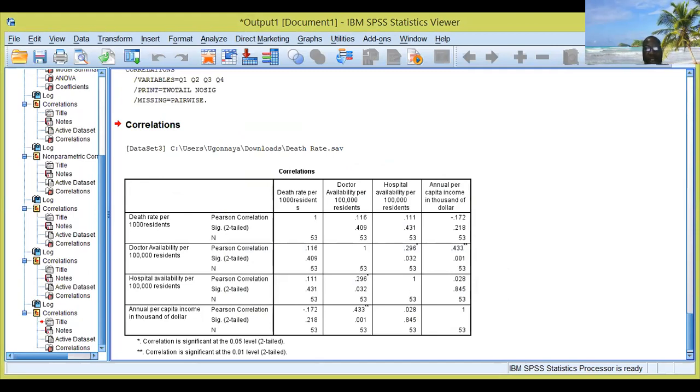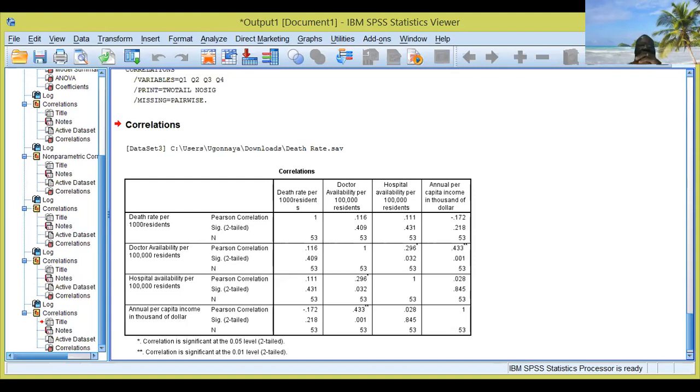Can you see the result now? How many? 1, 2, 3, 4, 5, 6. There are 6 now, because there are 6 ways you can pair 4 things. So if you remove another one now, go and remove another one, it will give you 3. Go to analyze again and remove another one.